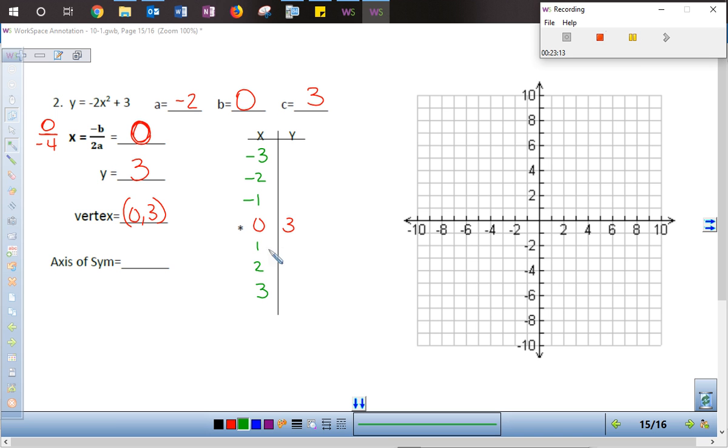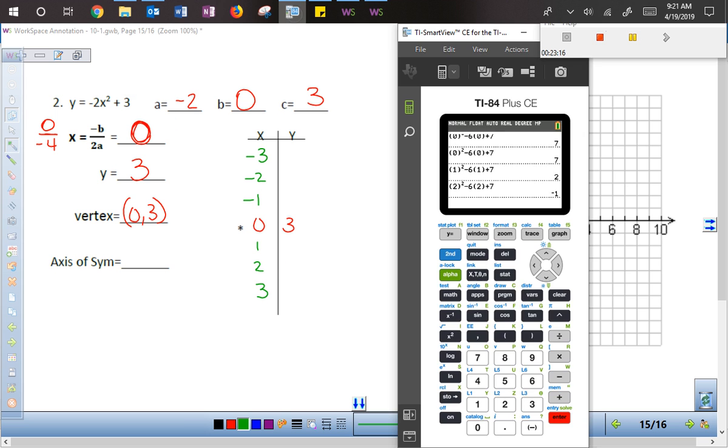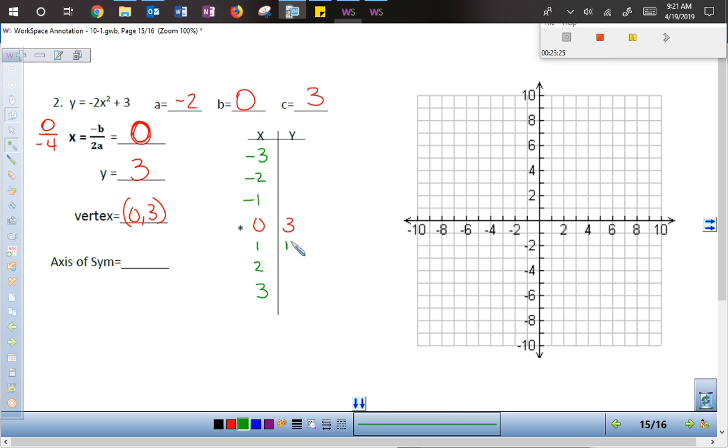Okay, when you substitute 1 in, remember that's negative 2 times 1 in parentheses squared plus 3, which will get you a result of 1. Then when you substitute 2 in, you should get back negative 5, and 3 will give you negative 15. Now, the same thing happens for up here. If this is 1, this is 1. This is negative 5, this is negative 5. This is negative 15, this is negative 15.